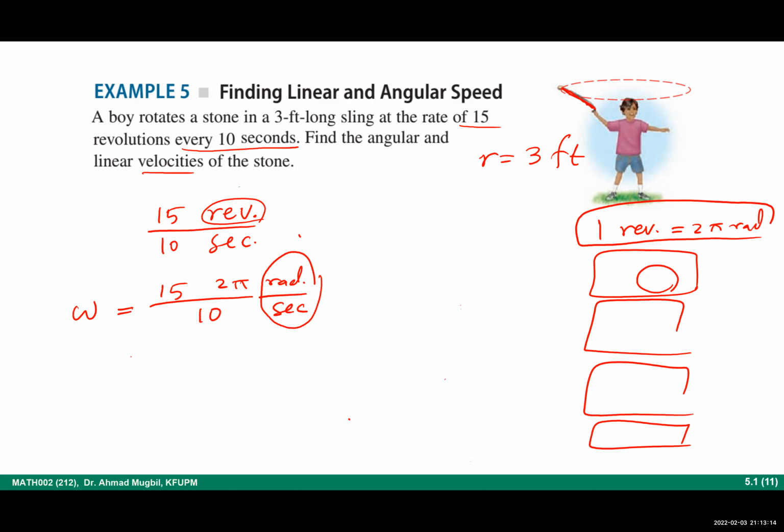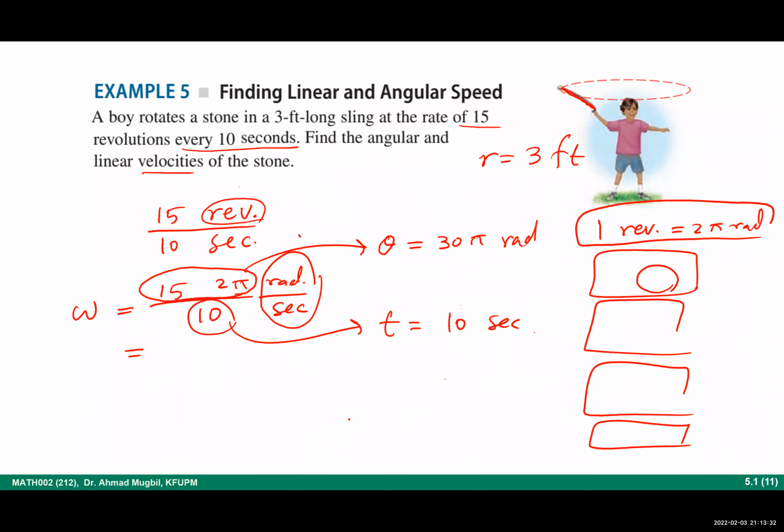You can simplify this, of course. This is 2 times 15. This is theta, by the way, for those who are looking for theta. Theta is 30π radians. For those who are looking for t, this is t, 10 seconds, but indeed we don't need it. Look, 30π over 10 is 3π radians per second. This is omega. We did find the angular speed.